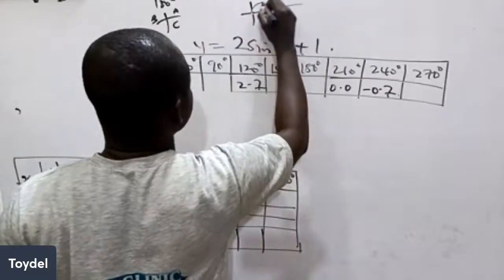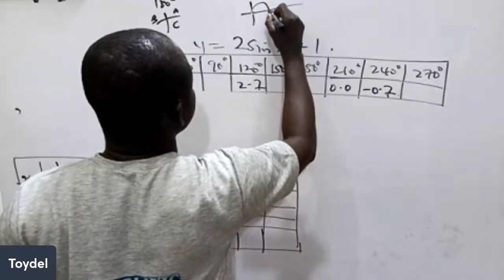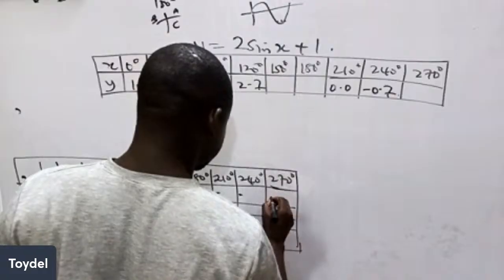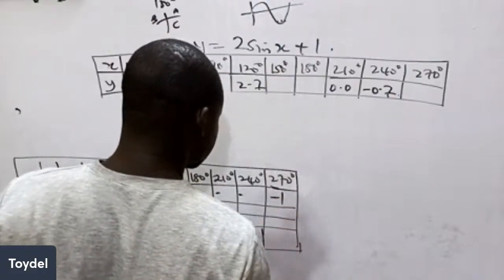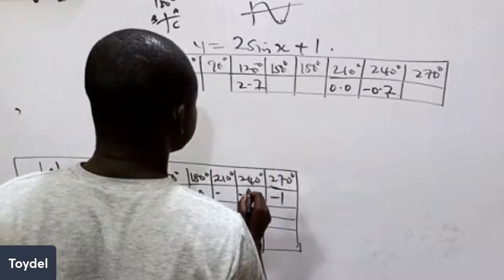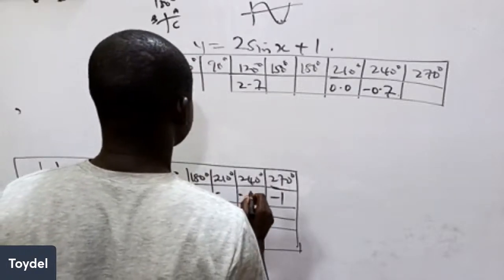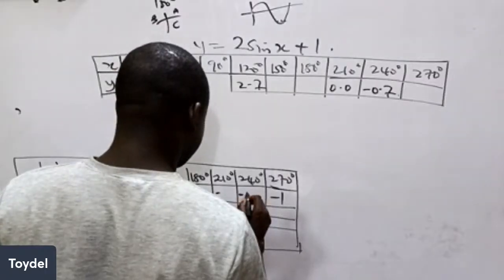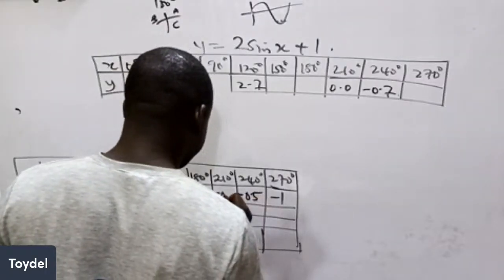Let me check the curve. Sin 270 is minus 1. Sin 240 should be minus sin 60, which is minus 0.866.